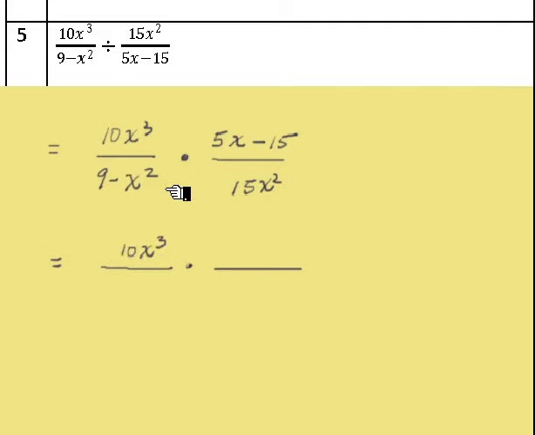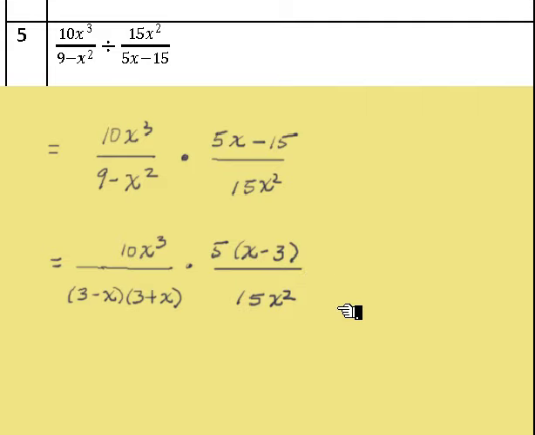All right, here 9 minus x squared, that's a difference of 2 squares. That's 3 minus x times 3 plus x. 5x minus 15, factor out a 5, so we have 5 times x minus 3. And here we have 15x squared.